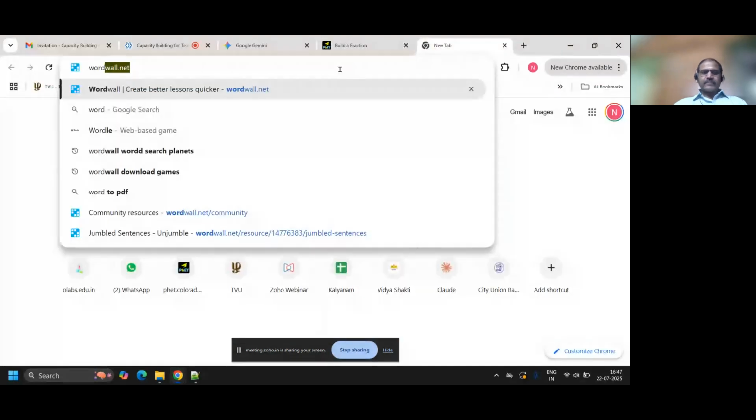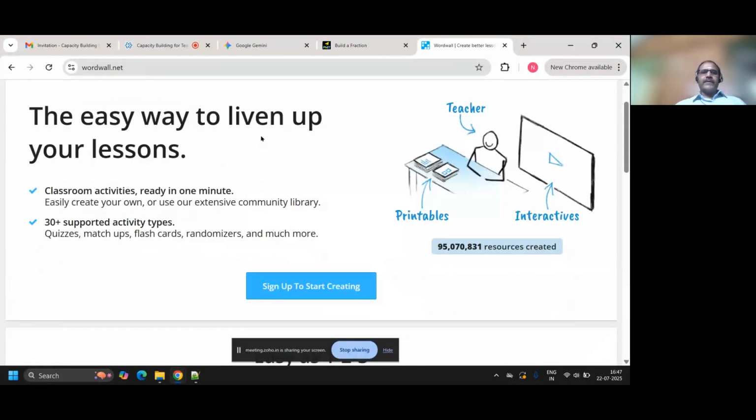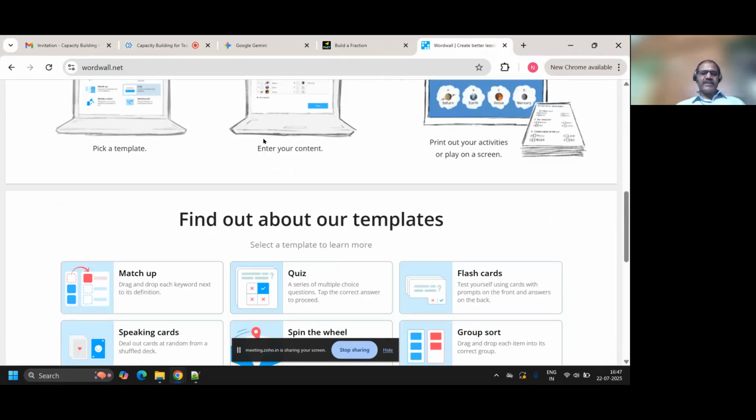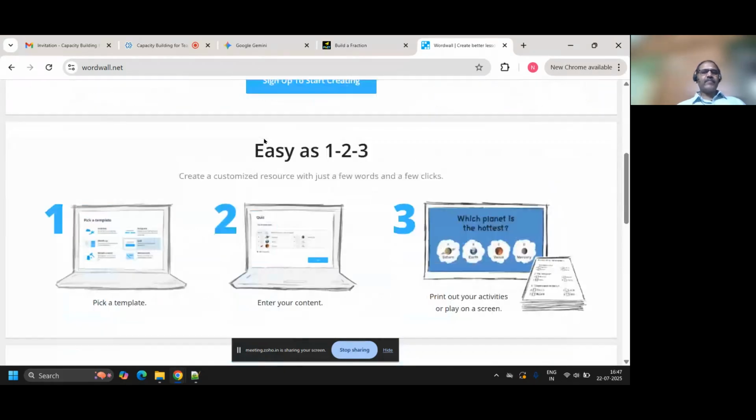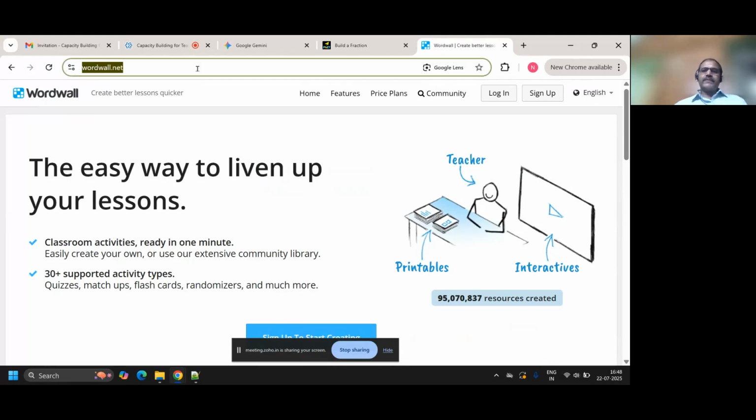Good. So far we have seen only science and maths. Now I am sharing my screen once again. Let us go back to English. Yesterday I showed you the site Wordwall, right? We did something called jumbled sentences, correct? Now you can do one more thing.